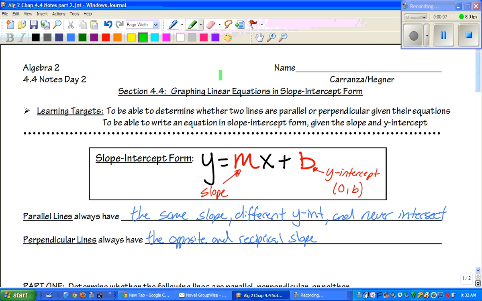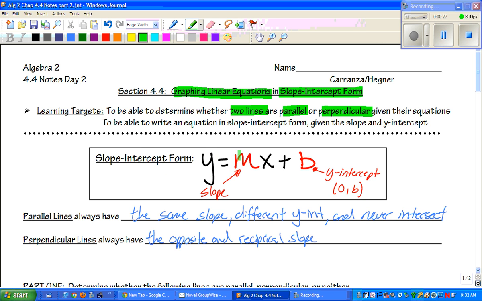Today we're going to be talking about graphing linear equations in slope-intercept form. Our learning target today is to be able to determine whether two lines are parallel or perpendicular, given their equations. The next learning target we will address on another day. So, a review from yesterday, slope-intercept form.